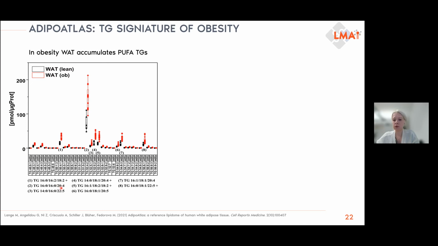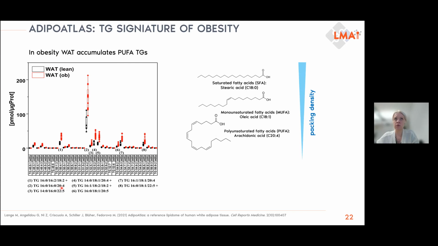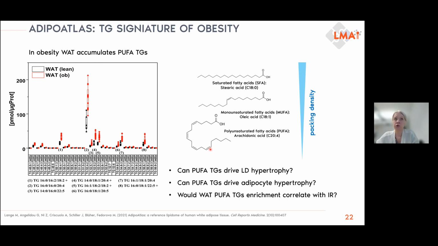So what happens to these massive lipid droplets in adipocytes if we start to accumulate TGs with polyunsaturated PUFAs? We thought, of course, first that the presence of polyunsaturated acyl chains decreases the packing density. And we asked the following question: can enrichment of these PUFA TGs drive lipid droplet hypertrophy? And by extension, can it drive adipocyte hypertrophy? And would that enrichment of PUFA TG actually correlate, as hypertrophy usually does, with certain metabolic complications? We don't have all the answers here, but we definitely got more ideas.